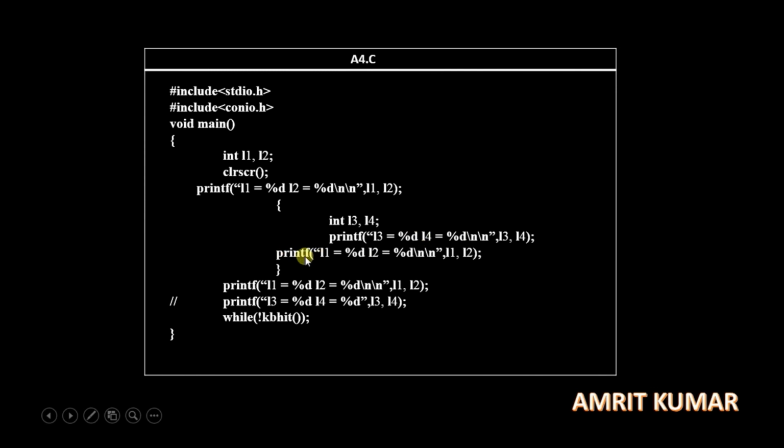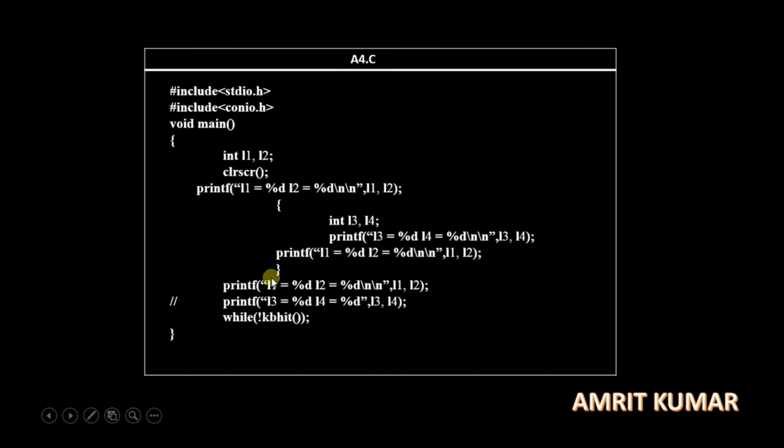Now after that I have used the printf function: I1 equal to %d, I2 is equal to %d, backslash n for a new line. So we can say that here I1 and I2 exist, because their life period is within this curly braces. So their life remains. It is not going to die here.